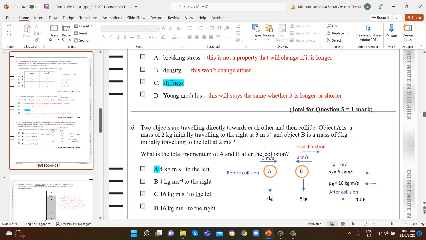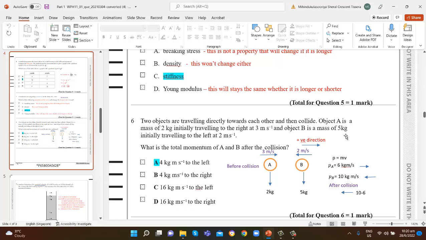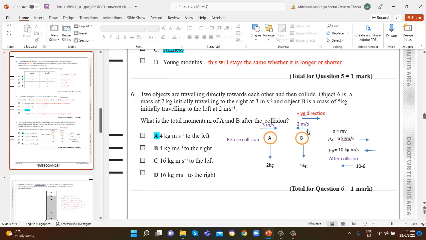Okay? Go to question number 6. Two objects are traveling directly towards each other and then collide. Object A has a mass of 2 kg, initially traveling to the right at 3 meters per second, and object B has a mass of 5 kg, initially traveling to the left at 2 meters per second. What is the total momentum of A and B after the collision? Now see, I will advise you in this. This is a very easy question, collision. So you better write on the paper. Now the objects are traveling directly towards each other, no? So I told you to mark direction. So these are before collision and after collision. So you write all the data.